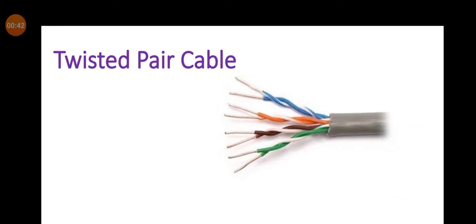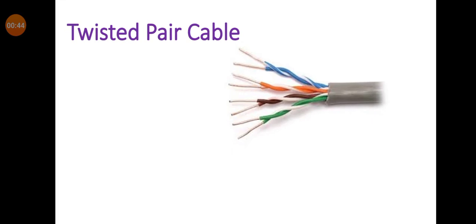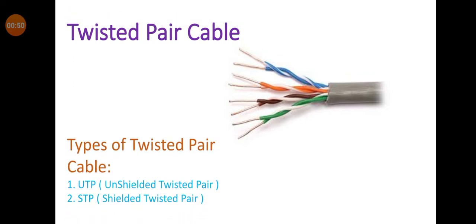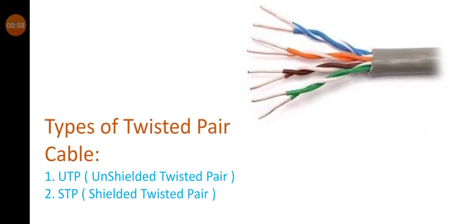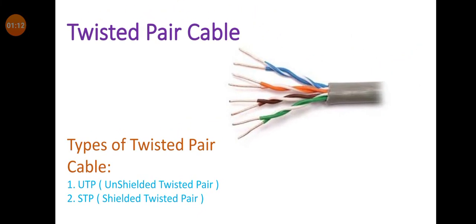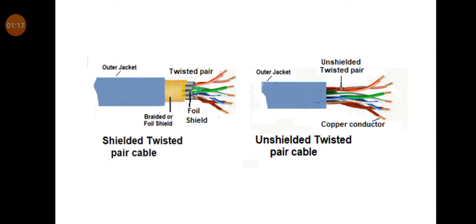Clear? So these twisted pair cables are categorized into two types, that are UTP and STP. So UTP means what? Unshielded twisted pair, and STP means shielded twisted pair. Unshielded means uncovered, shielded means covered. So in twisted pair there are two types, unshielded and shielded twisted pair. Now let us see how shielded and unshielded twisted pair look.